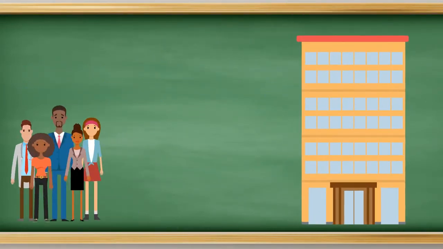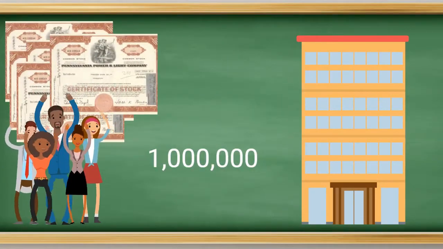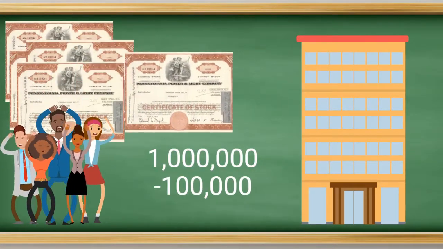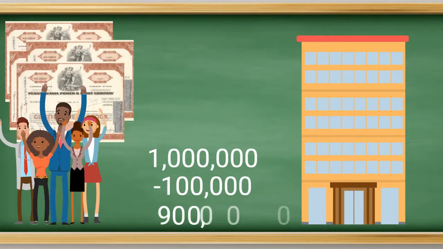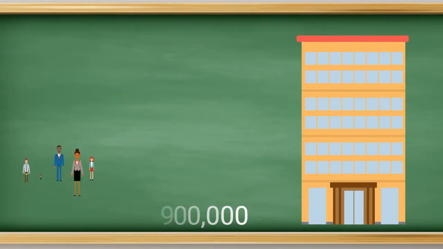Let's visualize that action. Let's say Company A sells 1 million shares to the public. Then, at a later date, decides to buy some back. Let's say 100,000 shares are bought back. This means there are only 900,000 shares outstanding in the market. The company effectively re-owns those shares.